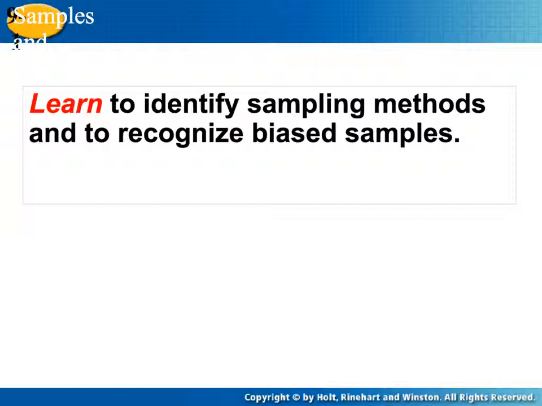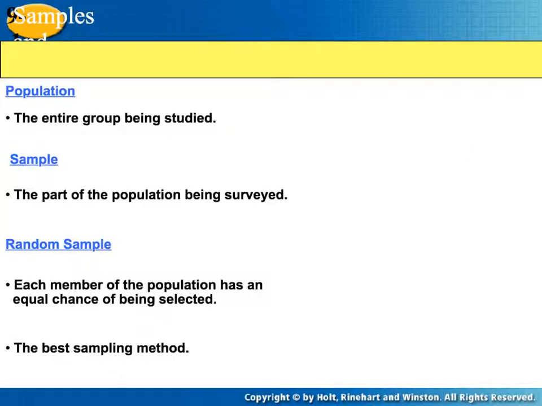All right, here we go. So today we are going to be learning to identify sampling methods and recognizing biased samples. Biased samples. That should be a vocab word. Oh, maybe it is. All right, so there's a couple things I want you to write down. Population, sample, and random sample right now. So please pause the video and write these down. And go.